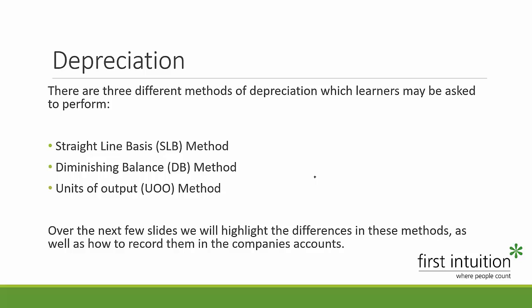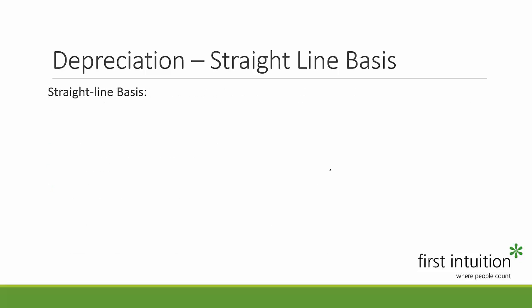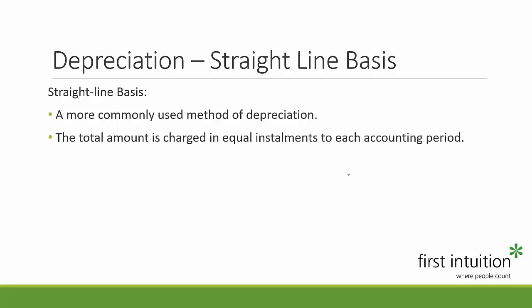So we're going to jump straight in and look at straight line basis. Now, straight line basis is in essence the most commonly used method of depreciation. It's the one which individuals that work in practice, or have had experience dealing with this in the working world, generally tend to use. With this method, the total amount, which is our annual depreciation charge, is charged in equal installments. And when we talk about accounting periods, we simply mean, in this instance, a financial year.